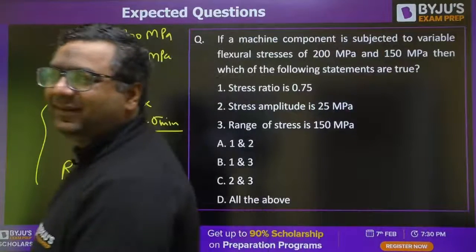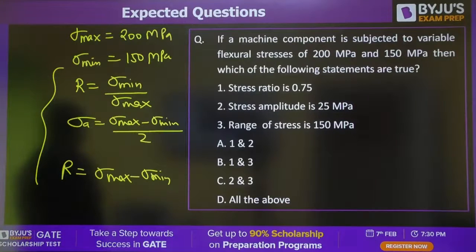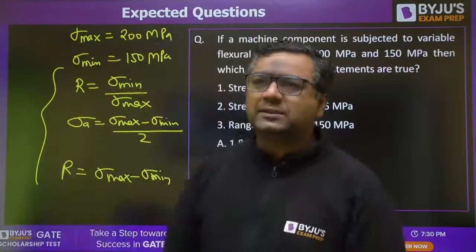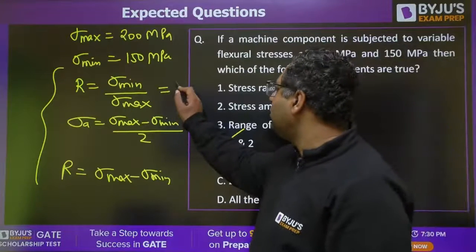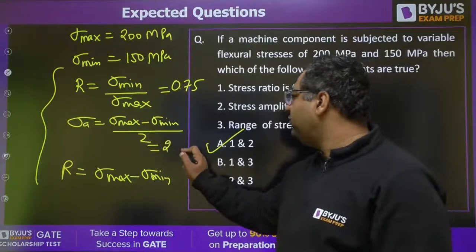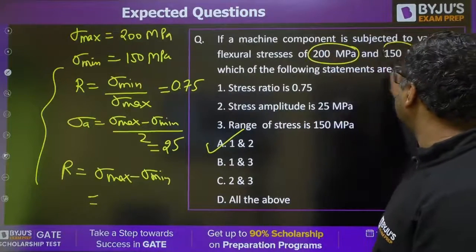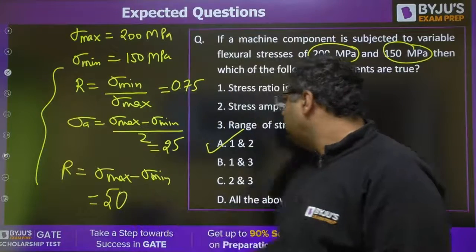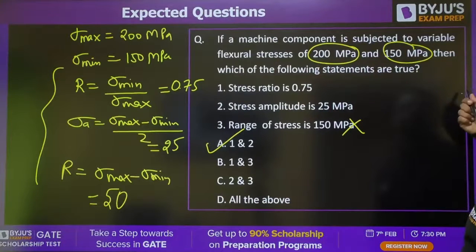Great, Sagnik. Okay. 1 and 2, option A. Ajay is also saying A. Very, very good. So, guys, the answer is correct. When you find the stress ratio, it comes out to be 0.75. Sigma amplitude comes out to be 25. But the range: maximum is 200, minimum is 150, so it will come out to be 50. That is not correct. Wonderful, guys. Moving further.